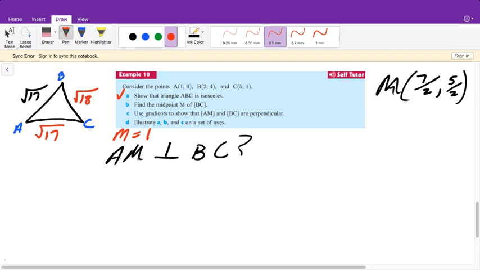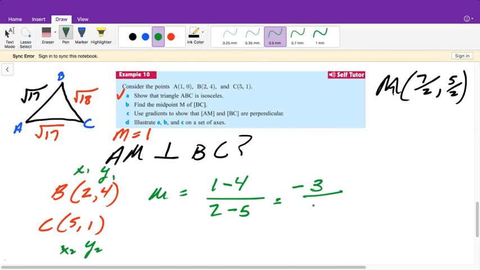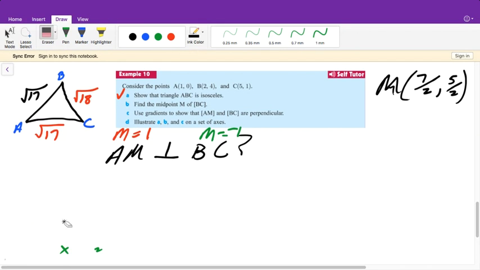But then the next one we have to find is the slope of BC. So B is 2, 4 and C is 5, 1. So we just label them x1, y1, x2, y2. So our slope is equal to y2 minus y1, so 1 minus 4, over x2 minus x1, 5 minus 2, wait, 2 minus 5, which is negative 3 over negative 3, which is equal to negative 1. So this slope is equal to negative 1. So to see that they are perpendicular, we need to ask ourselves, are 1 and negative 1 negative reciprocal slopes? Or multiply them together. Does 1 times negative 1 equal negative 1? Check. So since it does, we showed that they're perpendicular.